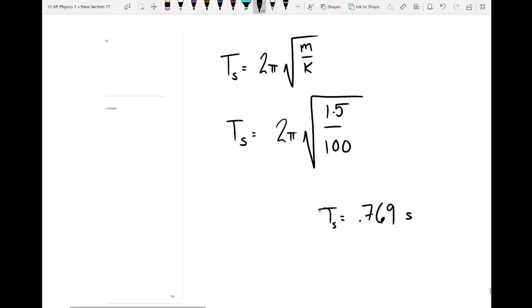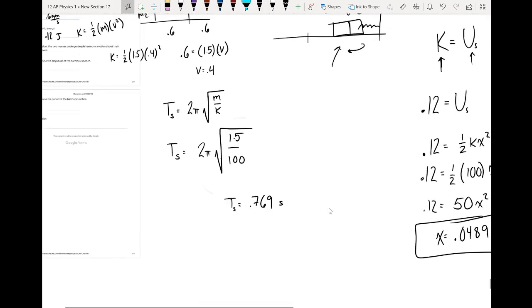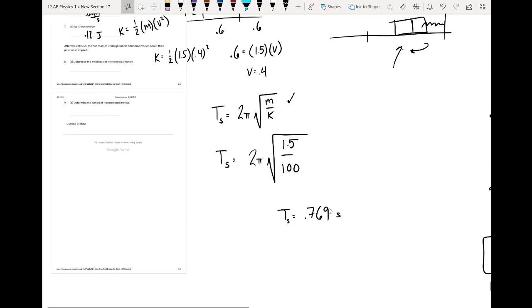All right, and let me just really quickly check. If I don't come back, it means that this equation's right. I just get it mixed up. I don't remember if it's k over m. Yeah, that should be good.